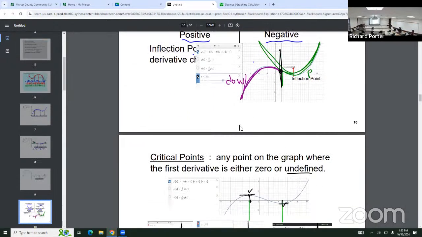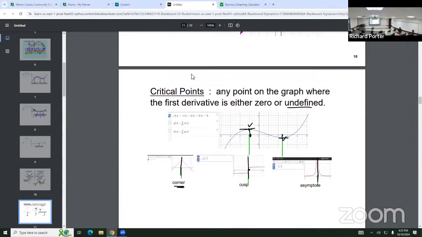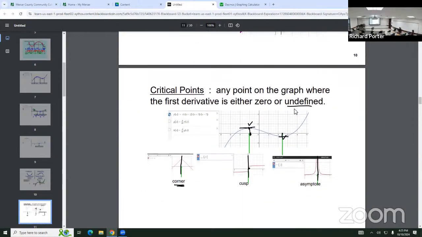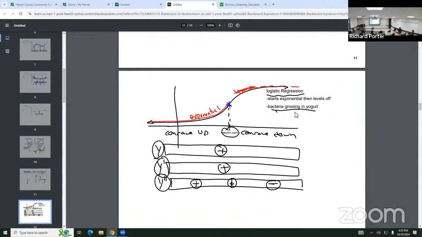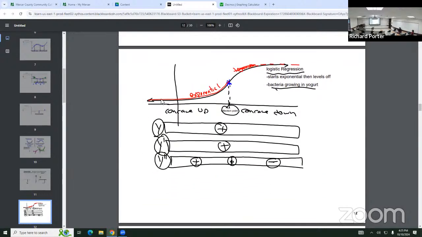We did this second derivative stuff. Critical points are any points where the first derivative is either 0 or undefined. Okay, this is exponential, so this is a logistic regression that they use. Logistic regressions are used all the time for tracking diseases, the spread of diseases, and populations that are starting to reach a limit, like the yogurt is starting to level off. They want to know when the yogurt's starting to level off.